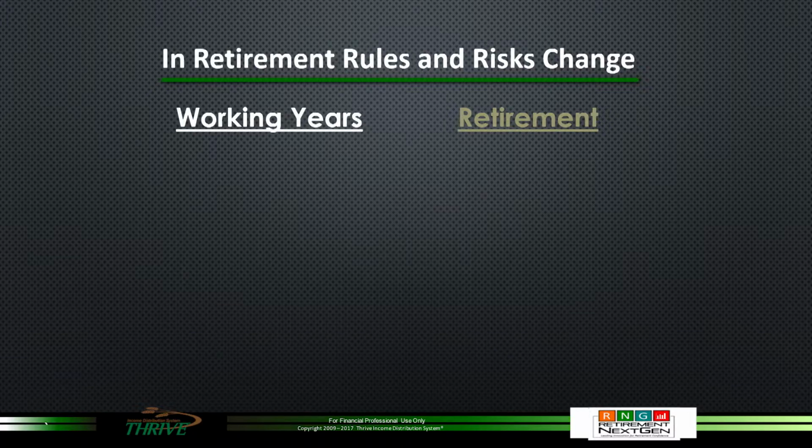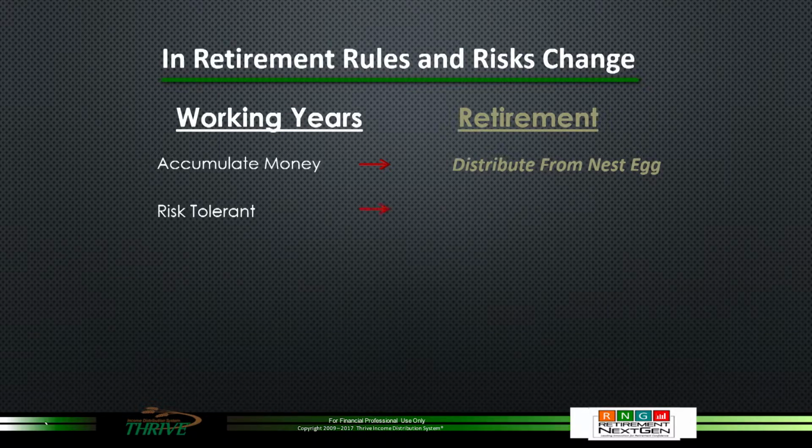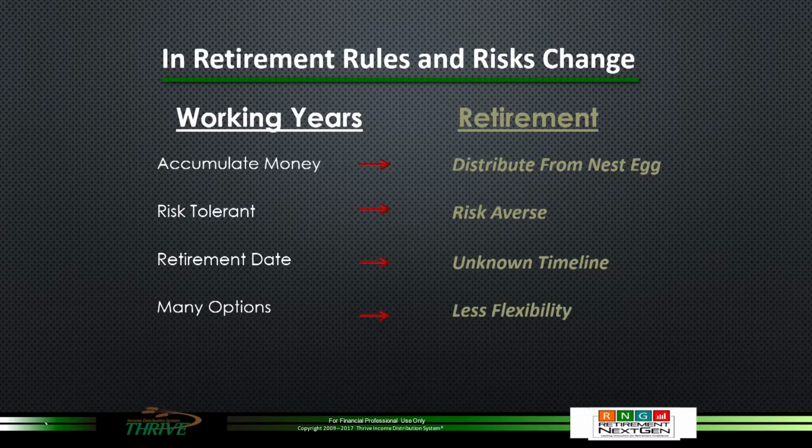So in retirement, there are rules and risks that change, and we need to understand the differences. In the working years, we're accumulating our money. In the retirement years, we're distributing from our nest egg. We're risk tolerant, and the older we get, maybe the more risk averse we become. Our retirement date socially is known. Everybody retires around that 60, 65, 70-year time frame generally, but we have no idea for sure when we're going to die. It makes it difficult for us to actually map out a plan, and that's why setting some of these disciplines is so important.